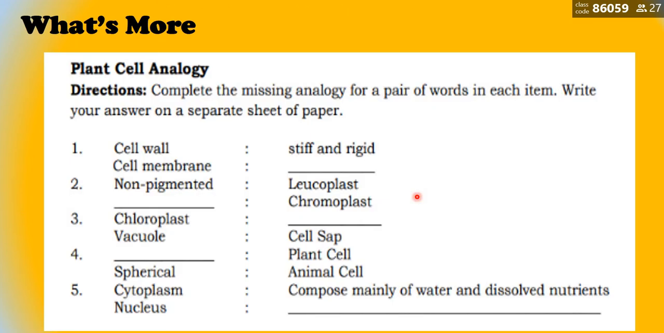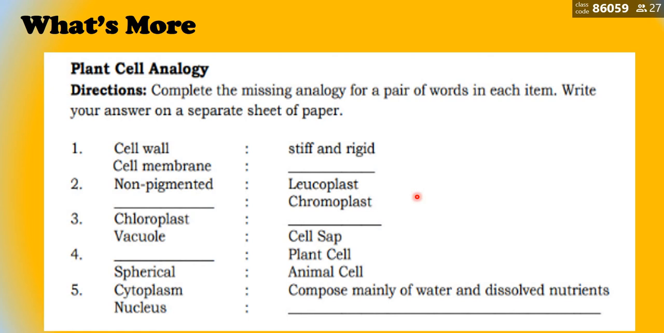So let's see, what's more? Let's have this plant cell analogy. Cell wall is stiff and rigid. How about the cell membrane? The answer for that is semi-permeable. Number 2, non-pigmented: leucoplast. If it is chromoplast, it is yellow, orange, red.